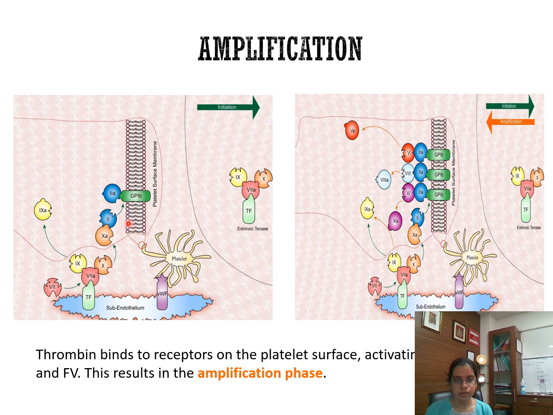Now in amplification, the small amount of thrombin that was produced in initiation by activated factor 10A will bind to the platelet surface GP1B receptor. This is the platelet surface membrane, and to this the thrombin will bind to GP1B receptor. This thrombin will activate several coagulation factors, that is factor 5, factor 8 and factor 11. So we have activated factor 5A, factor 8A and factor 11A. This is the amplification phase, as the thrombin that has been produced has activated the intrinsic pathway coagulation factors.